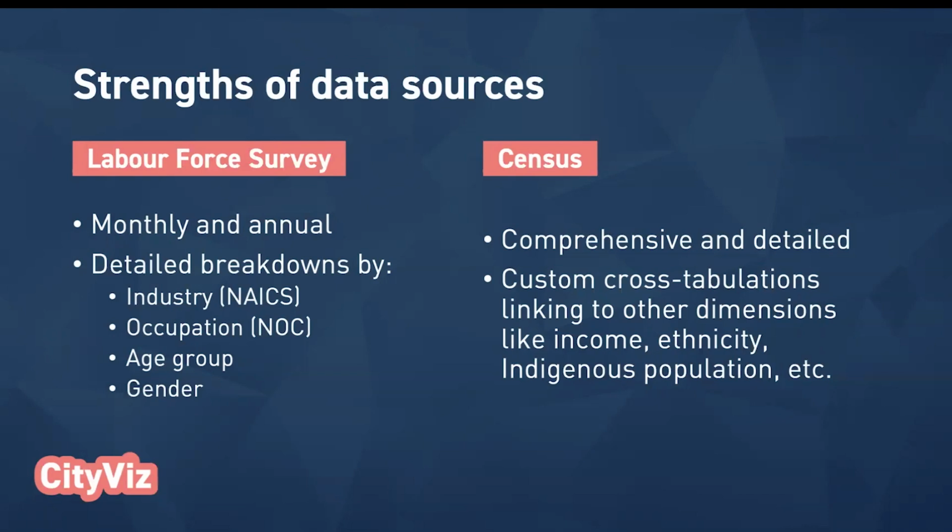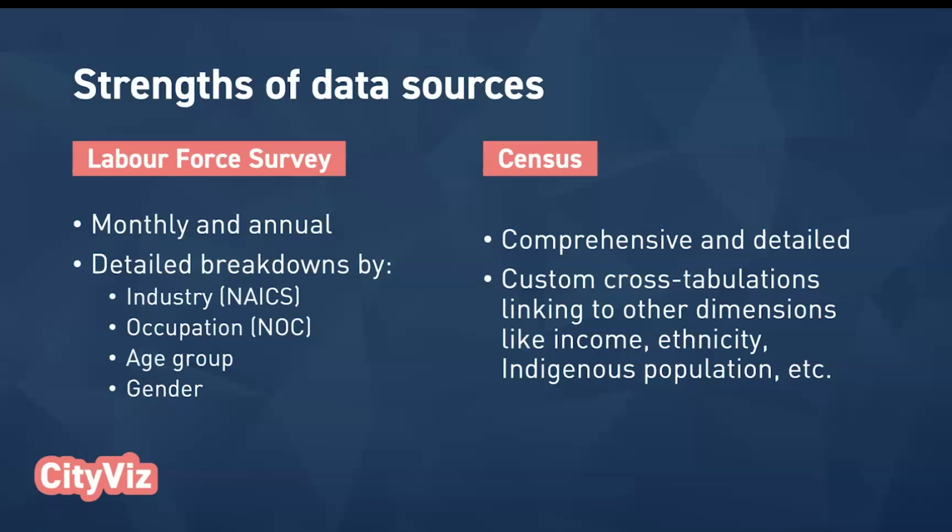On the other hand, we have census, which is really comprehensive and detailed and most often considered a gold standard when it comes to anything data about our communities. Another strength of census data is it's possible to use publicly available custom cross tabulations, which link labor force related data to other dimensions, such as, for example, income, ethnicity, Indigenous origin, and other dimensions of the census data.